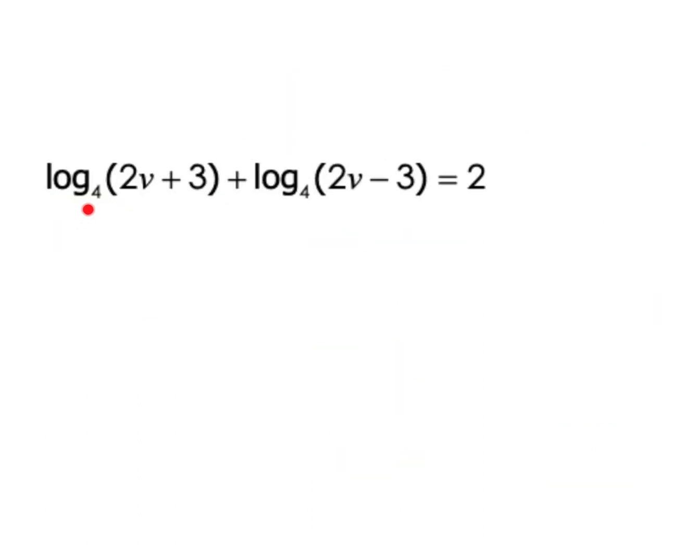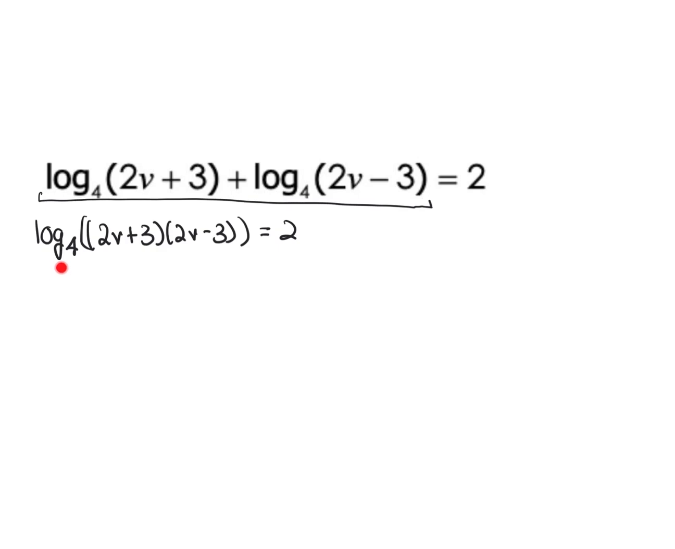Here we have log base 4 of 2v plus 3 plus log base 4 of 2v minus 3 equals 2. So we can go ahead and first condense this to one log expression. So we get log base 4 of (2v plus 3) times (2v minus 3) equals 2. So we can rewrite this as (2v plus 3) times (2v minus 3) equals 4 to the second power. So that's going to be 4v squared minus 9 equals 16.